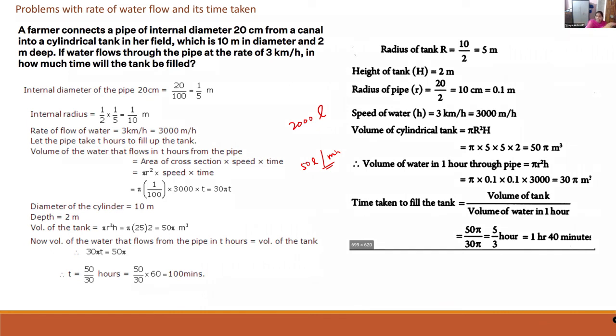Then you can tell the water is flowing through the pipe, and since the water is flowing through the pipe, water takes the shape of the medium. So those concepts we have to tell. Then we can give the dimension of the pipe, and also the dimension of the tank, and then we can ask them to tell what's the time taken to fill the tank. Like that, step by step, if they tell, surely they will be able to understand this part.